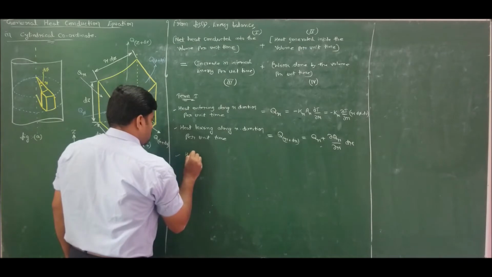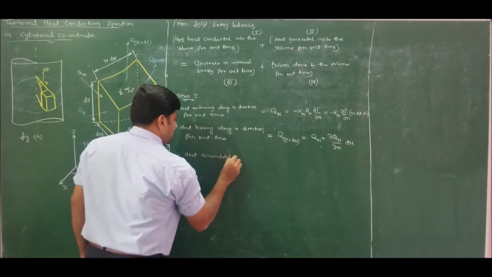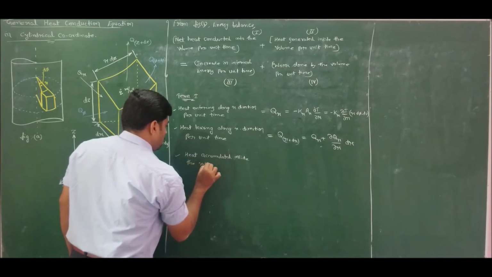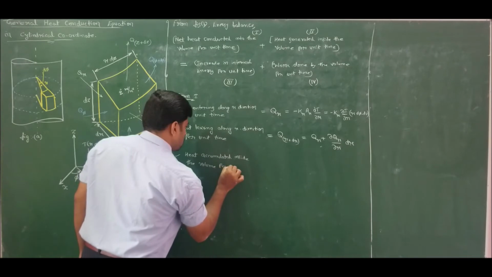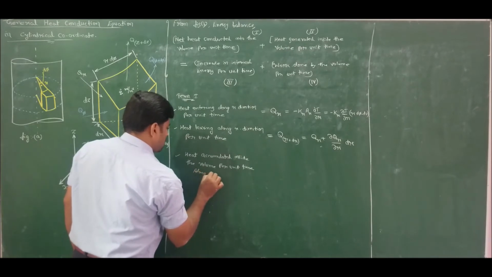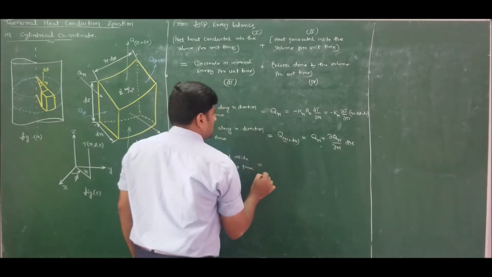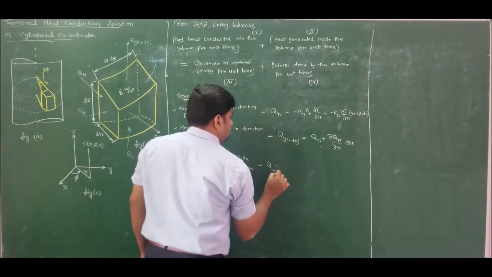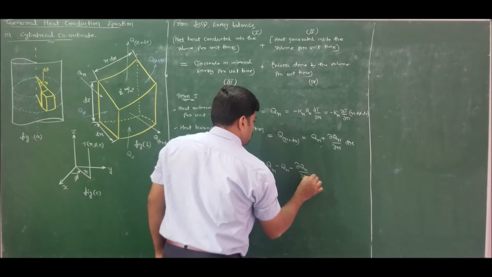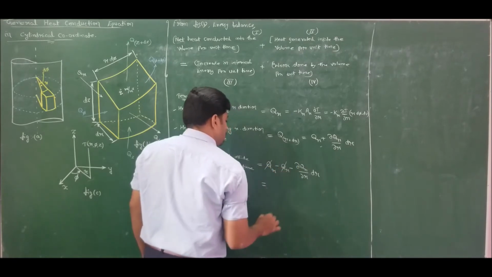heat accumulated inside the volume per unit time along R direction will be entering is Q R minus leaving is Q R minus dou Q R by dou R dr. So therefore if I substitute and solve, Q R will get cancelled.